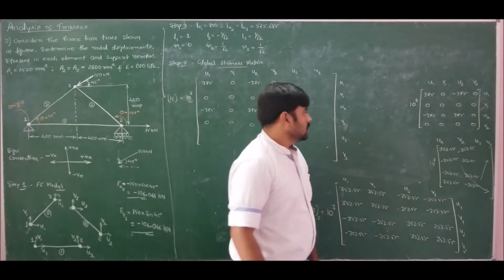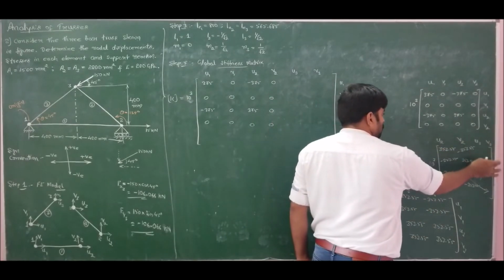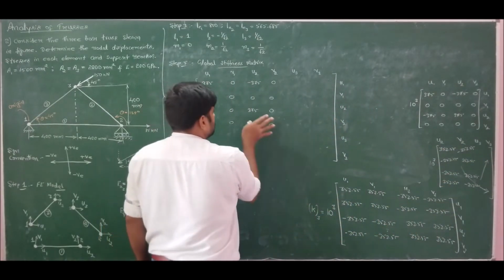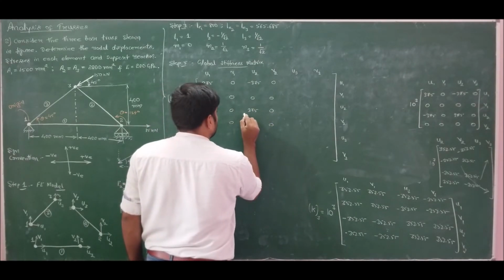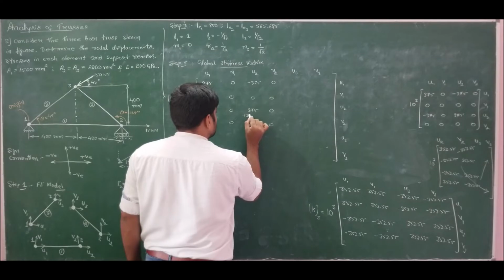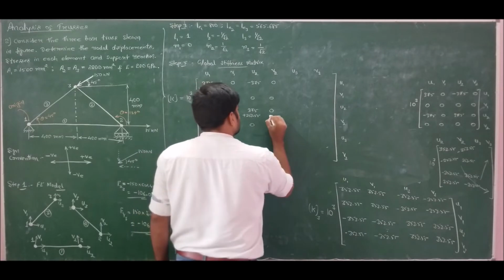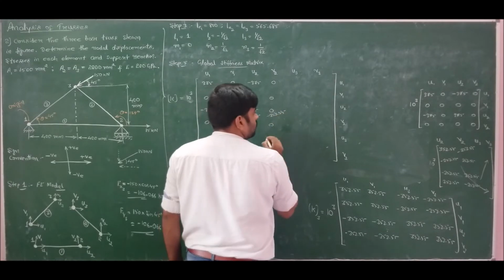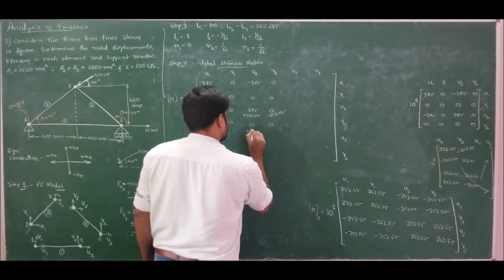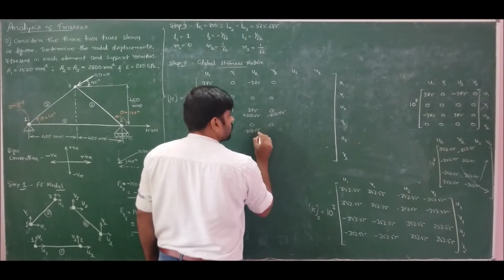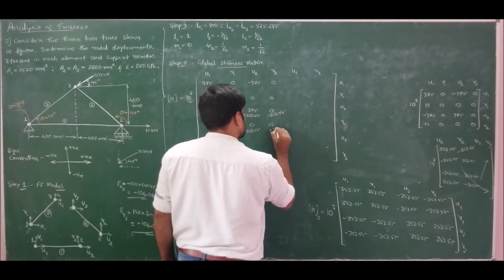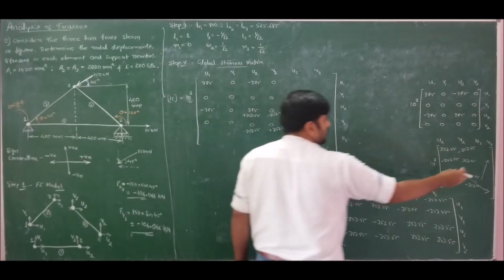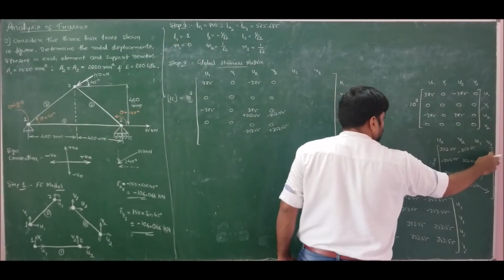Next move for element 2. So order of these 4 is u2 v2, u2 v2. So u2 v2 cross u2 v2 is here overlapping, so therefore I should add. So it will be plus 353.55, 353.55 minus 353.55 minus 353.55 and plus 353.55. Next, if I take these 4, the order is u3 v3, u2 v2.